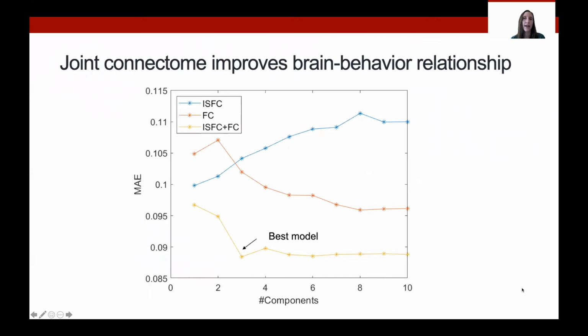And what he found is that even across a number of different components, the joint combination of ISFC and FC was best at predicting social cognitive abilities. And importantly, this effect held even when having the equivalent amount of data across all three models. So when randomly sampling to match the dimensionality across all models, the model performance with this joint connectome was still superior to either of these alone.